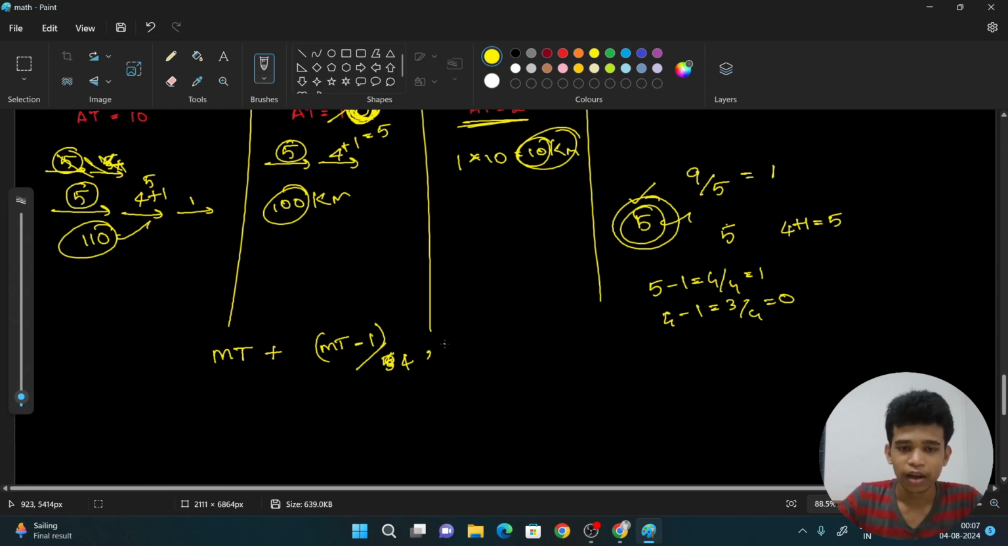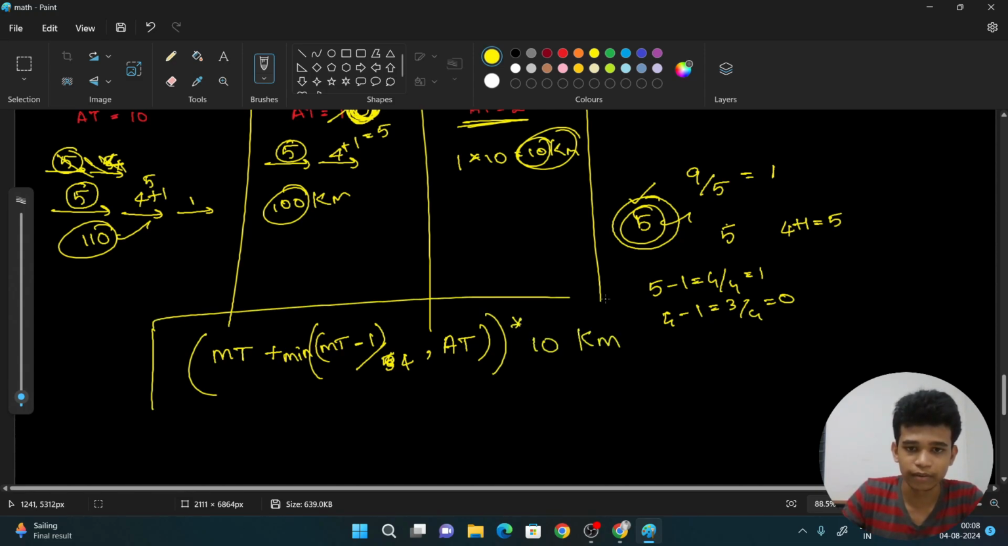Now, I want to make sure that we have fuel in our additional tank also. So I will take the minimum among them. This calculation and the additional tank, whichever is minimum, I will take, because in some cases the additional tank will become 0 and we cannot transfer the additional tank fuel to the main tank. That's why I'm doing this. And this whole thing should be multiplied with 10 such that I can say this many kilometers are traveled.